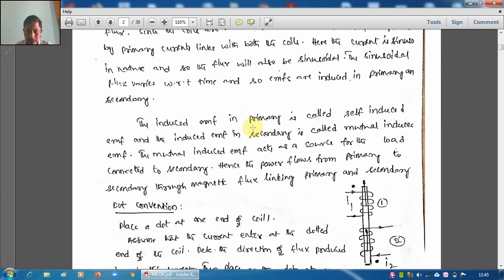Now, in the coupled coil, you see here, the induced EMF in the primary coil is called self-induced EMF. Why? Because current is given to that coil, and in that coil EMF is induced. That is the reason why we use the word self-induced EMF. And we have seen that some amount of EMF is induced in the secondary coil also. This EMF is called mutual induced EMF. This is a mutual effect. Why? Because here there is no current of its own.